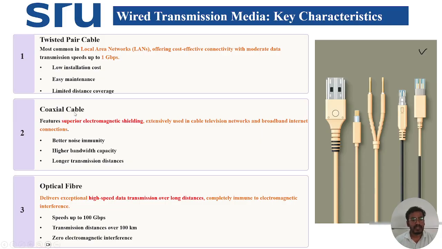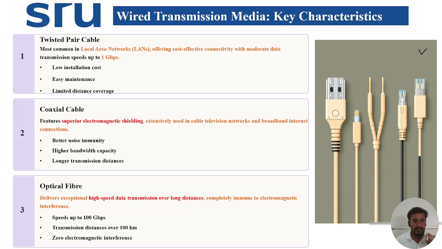Coming to coaxial cables, the feature is superior electromagnetic shielding. In that wire, electromagnetic shielding is used for this purpose. It is extensively used in cable television and networks and broadband internet connections. It has better noise immunity, higher bandwidth capacity, and longer transmission distance is also possible via coaxial cables.